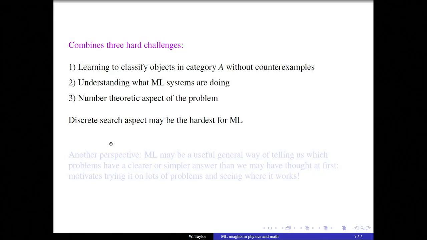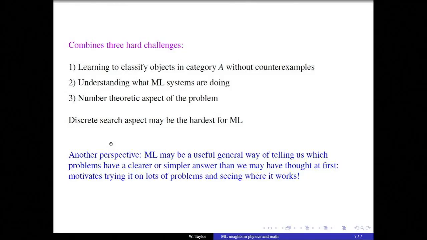This problem that I just outlined seems to combine at least three very hard challenges. One is the problem of learning how to classify an object in a category without counterexamples. This is something people have worked on in machine learning, but I think it's still a developing area. The second is understanding what machine learning systems are doing, interpreting. We've talked about that at this workshop. And the third is the number theoretic aspect of this problem, which, as in many of our discussions yesterday with different people in machine learning, everybody on the machine learning side seemed to agree looks very hard from the point of view of the kinds of standard machine learning problems we're talking about right now.